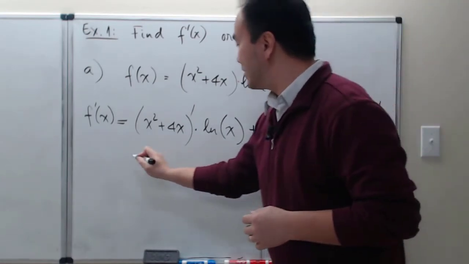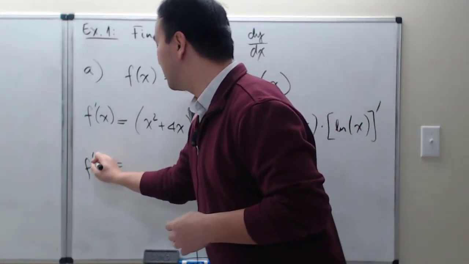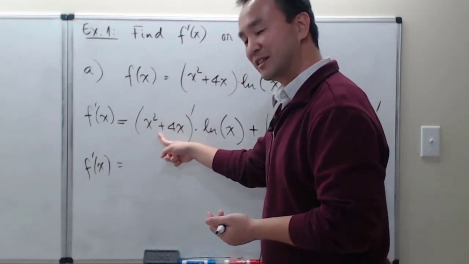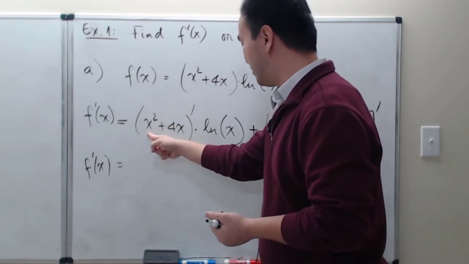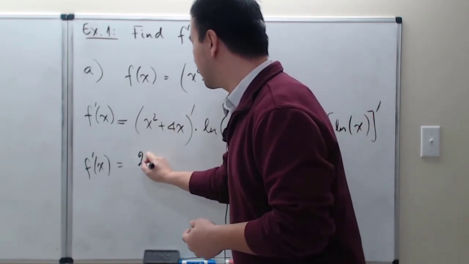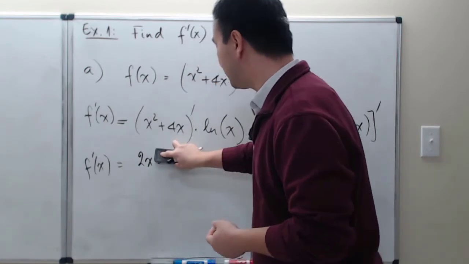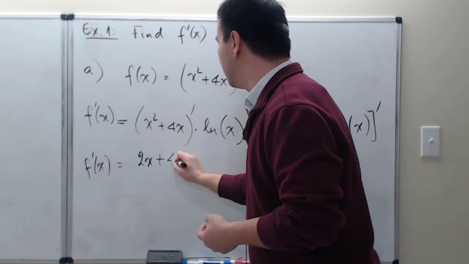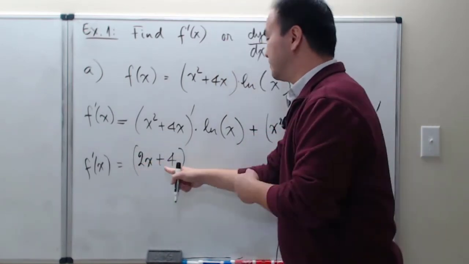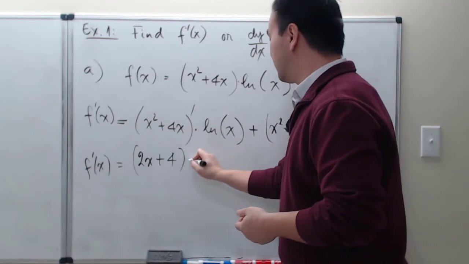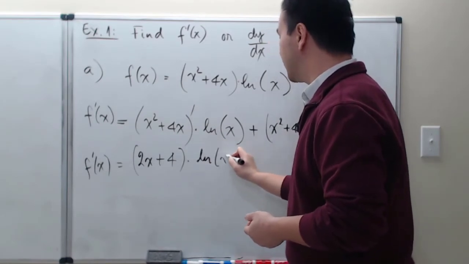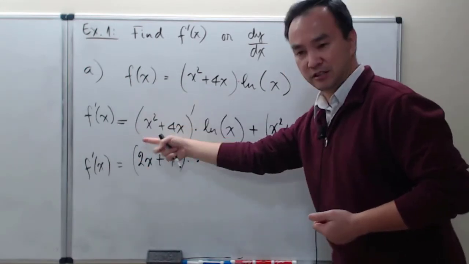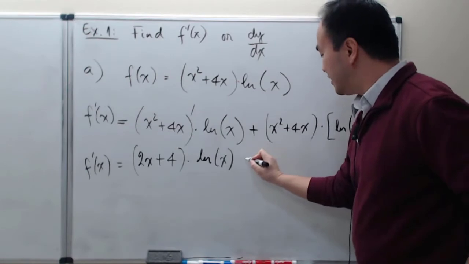When the real action kicks in, f prime will turn out to be, using the sum rule and a little bit of the power rule, 2x plus 4. That's the derivative term by term for x squared plus 4x. And now I multiply with natural log of x. That takes care of half of our product rule. And now we're going to need to add.